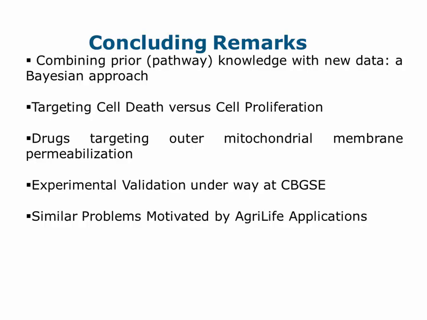So the take-home message here is that you need to combine prior knowledge, pathway knowledge, which is publicly available in the literature. There are databases like KEGG, which is Kyoto Encyclopedia of Genes and Genomes, and there are others that have tons of data. So you can take that information and create your own pathways. Here, as I said, we are focusing on targeting cell death versus cell proliferation. These drugs target the outer mitochondrial membrane permeabilization, because the mitochondria is the powerhouse of the cell. If these drugs mess up the mitochondria, the cell is dead, basically. And experimental validation of that is underway at CBGSE.